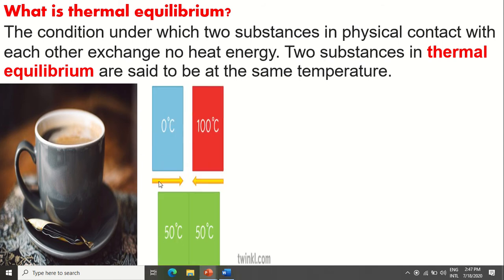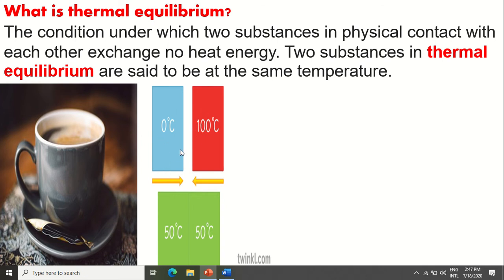Look here, two objects of different temperature. One is at 0 degrees Celsius and another one is 100 degrees Celsius, and they are kept in thermal contact with each other. Then what will happen? Then they will exchange heat, isn't it?